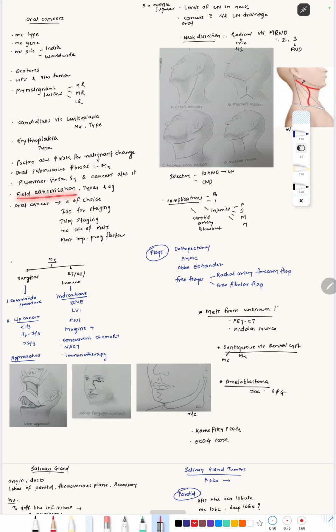Now there is a topic called field cancerization. Field cancerization means that the whole mucosa is getting affected in that particular region. So this field cancerization is seen in three structures. First is the oral mucosa, then it is found in the bladder mucosa, and the third structure is the colorectal region. The types of field cancerization are synchronous or metachronous.